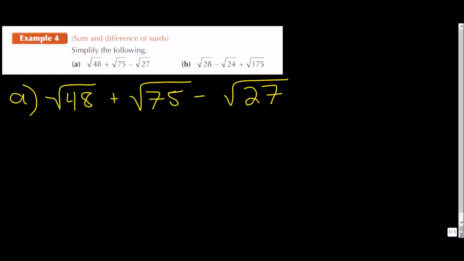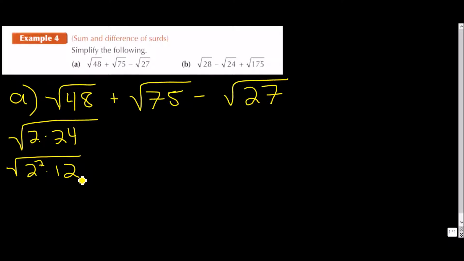So our first one, the square root of 48. 2 goes into that, so we have 2 times 24. This is the same thing as 2 squared times 12, the same thing as 2 cubed times 6, which is the same thing as 2 to the 4th times 3. So we've simplified that as much as we can. Just hold on and we'll move along from there in just a second.